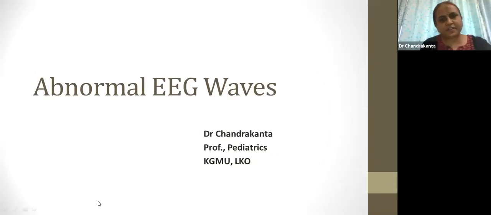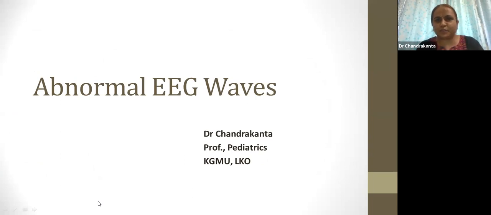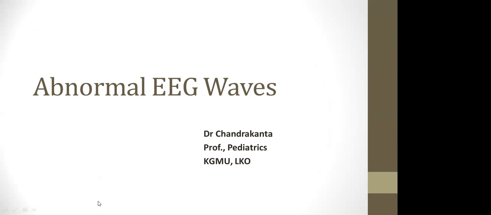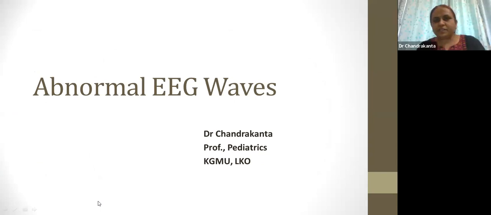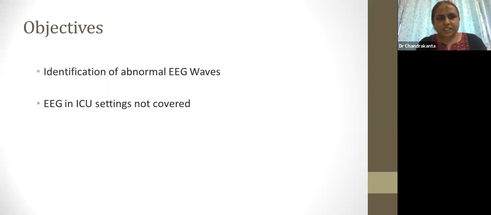So Dr. Praveen has given a very nice lecture and told you about the normal EEG. And I will be talking about the abnormal EEG. Knowing the normal EEG is very important because most of the time there is no problem in identifying the suspicious area on EEG. But the problem is whether that suspicious area is abnormal or normal. So knowing normal is more important, and we will now discuss the abnormal EEG waves. So the objective is the identification of abnormal EEG waves, and I will just cover the common things.